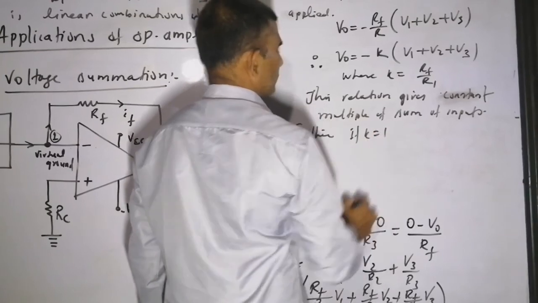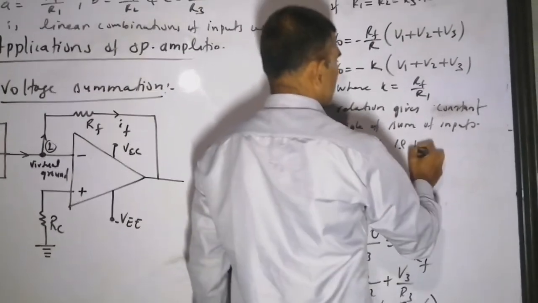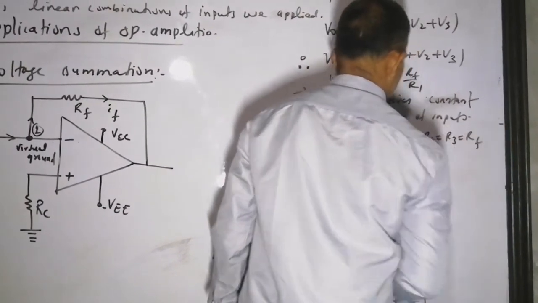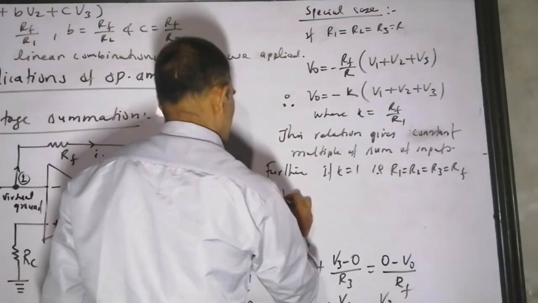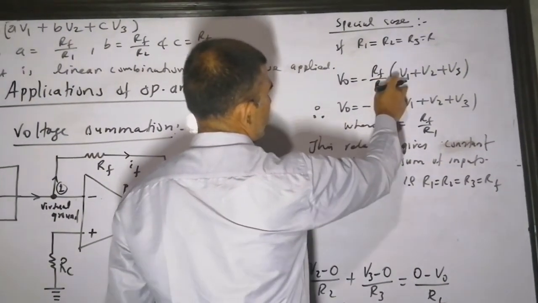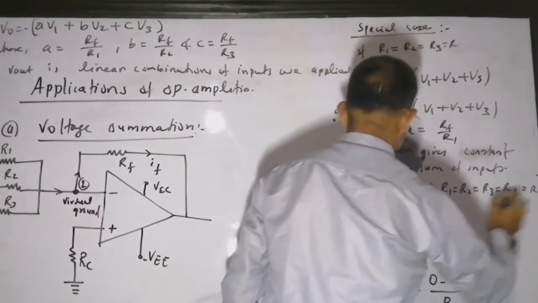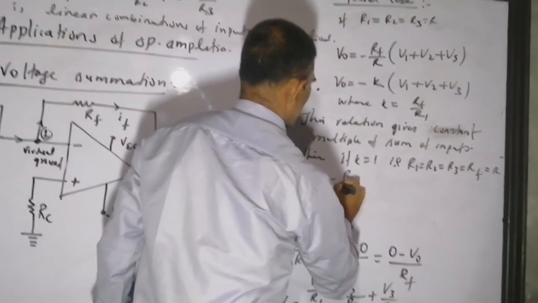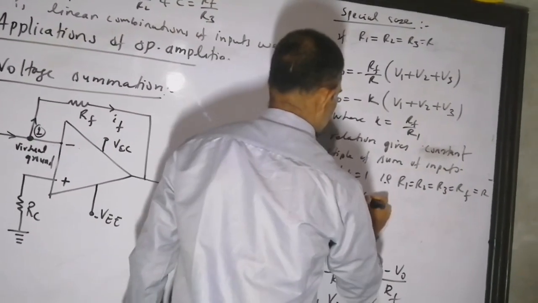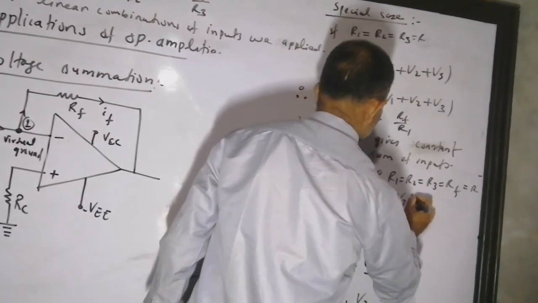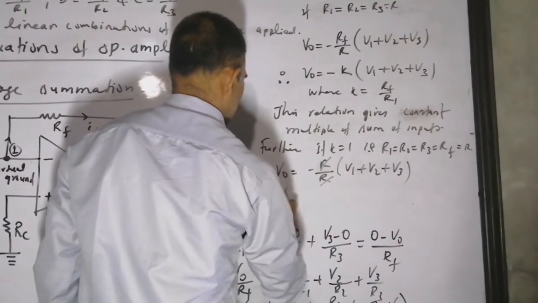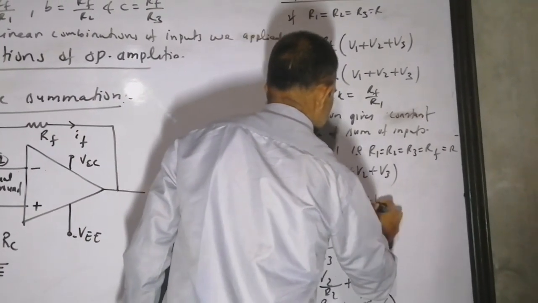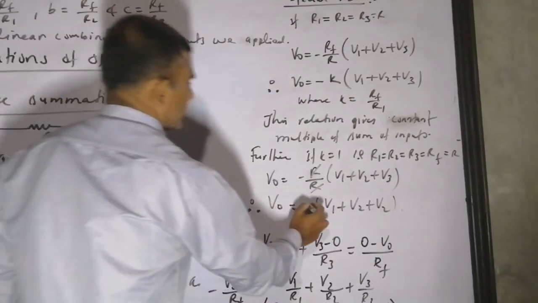So further, if k equals 1, this means all are equal: R1 equals R2 equals R3 equals RF. Then what we get is Vout equals, since RF and R are equal, minus R upon R times V1 plus V2 plus V3. And these cancel, and therefore we get Vout equal to simply the sum of the inputs which we are applying to the inverting terminal.